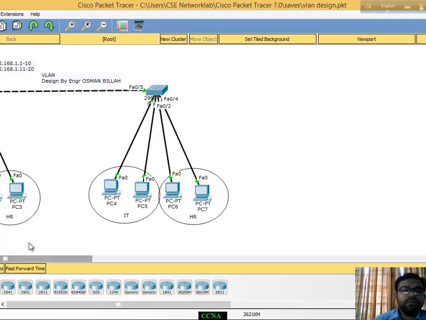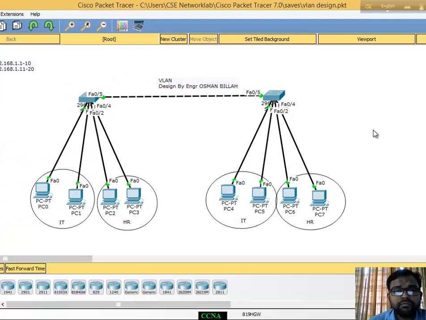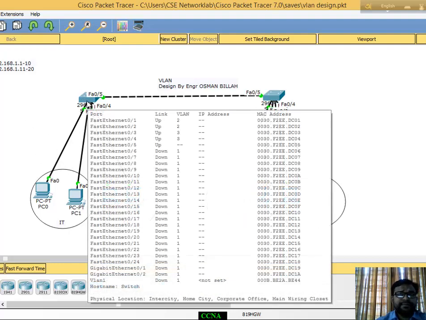First of all, we should design this network or implement VLAN. We need two switches and 8 PCs. So first of all, we have to configure the switch as a VLAN.